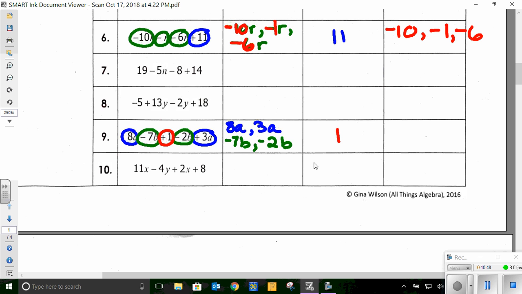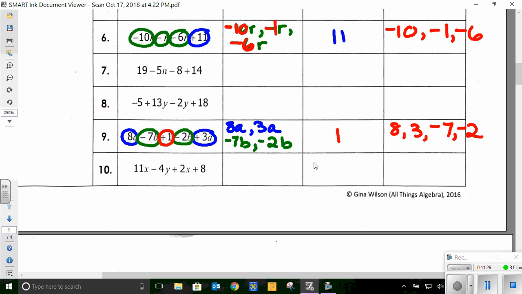And now we're looking for our coefficients. I do have 4 coefficients because my coefficients are in front of a variable. Doesn't matter that I have 2 different variables, I still have 4 coefficients. So my coefficients now are going to be 8, 3, negative 7, and negative 2. All of those are my coefficients. It doesn't matter that they're not from the same family, they are still coefficients, all 4 of those.